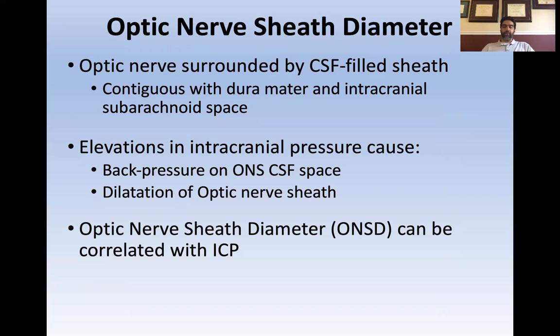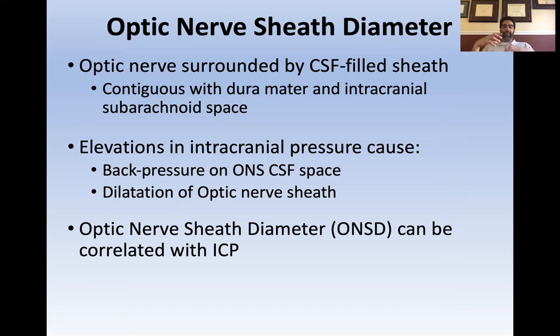Now let's talk about the use of ocular ultrasound for critical care, and specifically we look at what's called the optic nerve sheath diameter, and that is used as a screening technique for increased intracranial pressure. So the principle behind that is that the optic nerve itself is surrounded by a sheath, and within that sheath, sort of bathing the optic nerve, is the same CSF space that's contiguous with the intracranial CSF spaces.